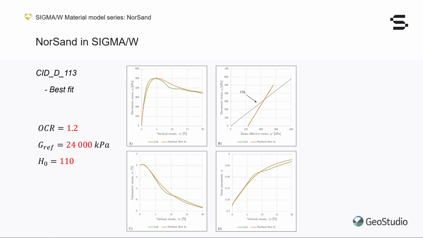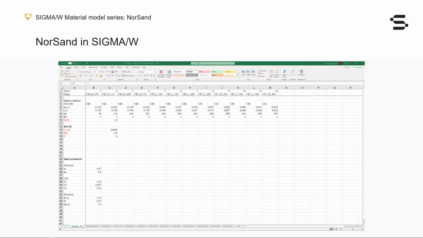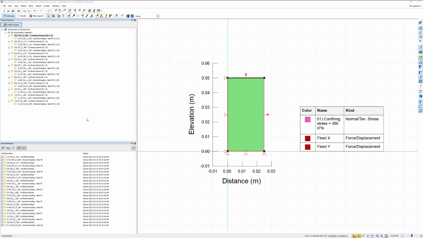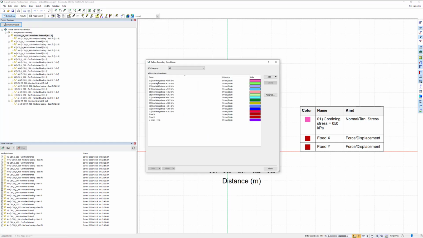When I'm satisfied with the fit I obtained, I want to leave a trace of the final parameters I use for this specific test. To do so, I will return to my Excel summary worksheet and input the chosen parameters under the test I was working on. I will then proceed similarly with all the tests I have in hand, using the same steps I just described. I will use the same geometry, but will add new stress initialization and triaxial compression phases for each test. The stress boundary conditions are specific to each test.